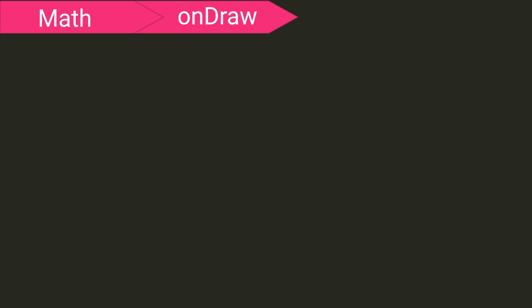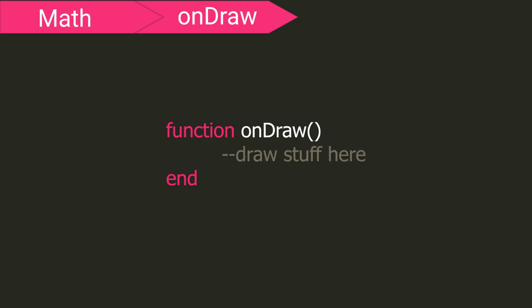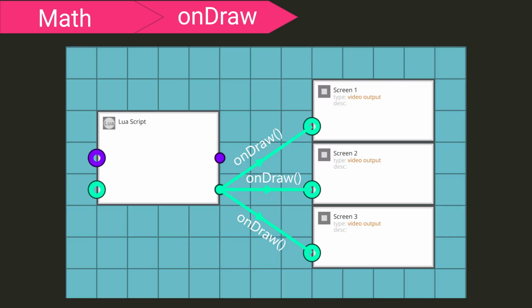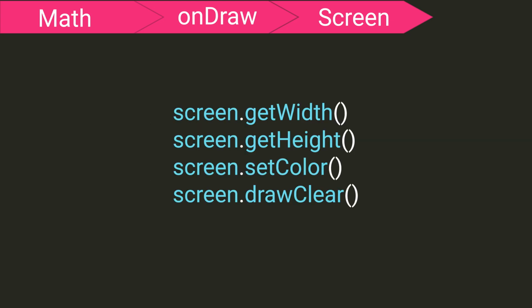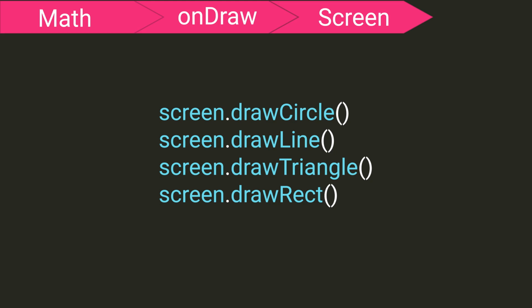So in the last episode, we talked about how the onTick function is executed every in-game tick, and is where you can put your input and output code. The onDraw function is where you can put your functions for drawing. It is also executed every tick, but it is executed by every screen that is connected to the video node on the Lua block. The screen library contains all kinds of functions for drawing to the screen. These can only be called within the onDraw function or your custom functions that are called from onDraw. Here is a list of some general functions, and here is a list of the functions for drawing shapes. There are also some functions for drawing text, but we'll get to those in a minute.